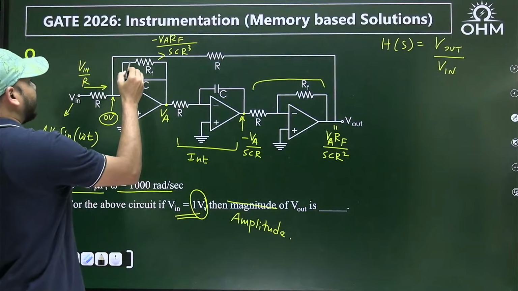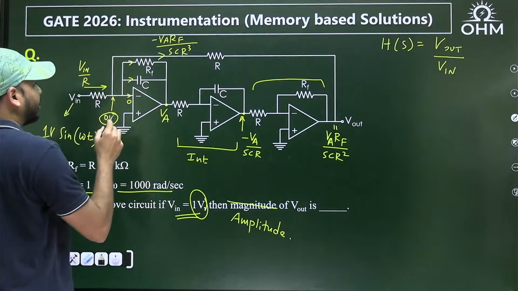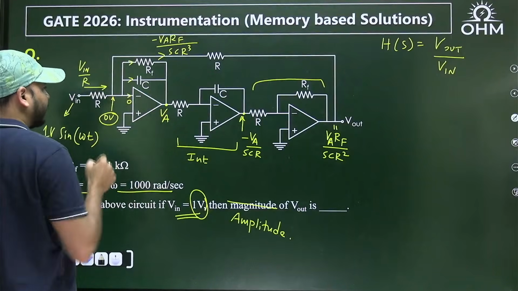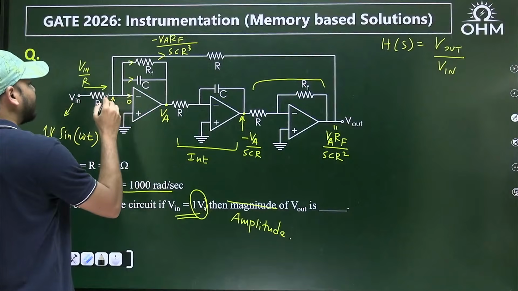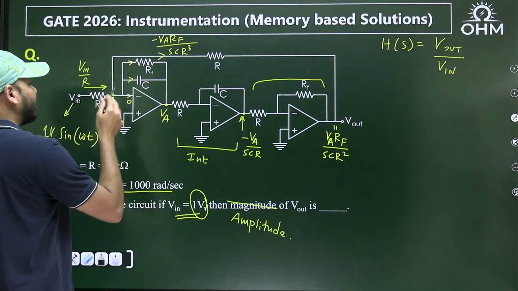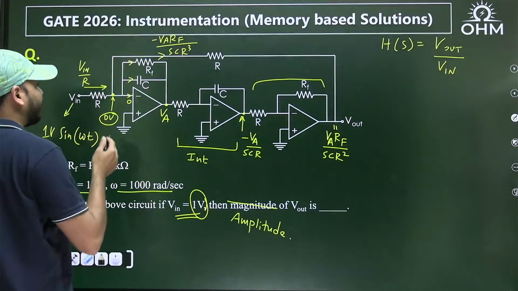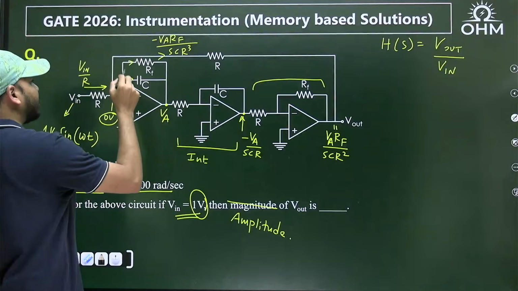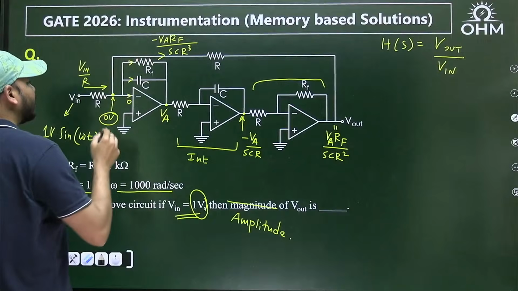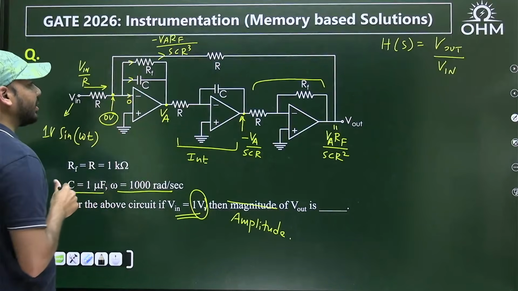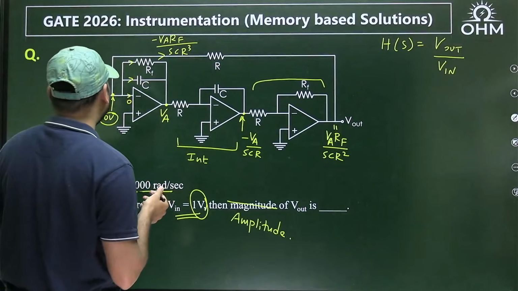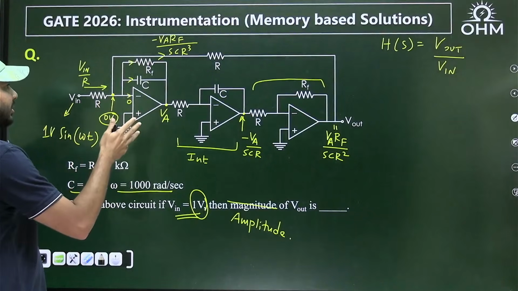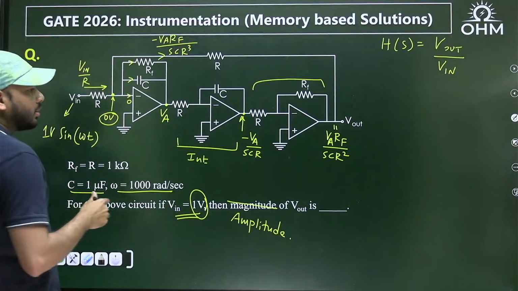And then you should also write this current as well as this current. So 0 minus VA by RF and then 0 minus VA by 1 by SC. So altogether at this node there are 4 currents. One current is entering, the rest are leaving. So this current is equal to the sum of these 3 currents, and then you can find the transfer function, that is V out by V in.